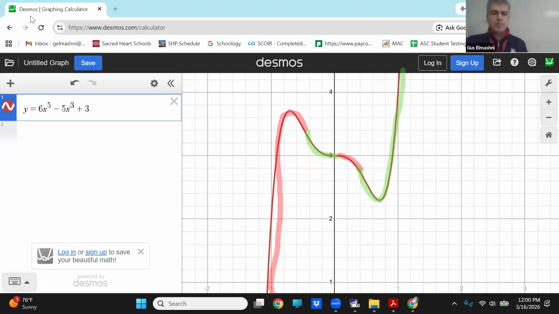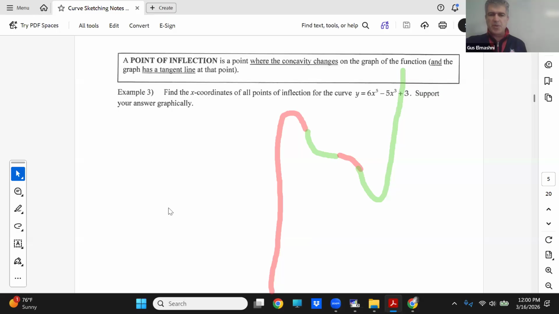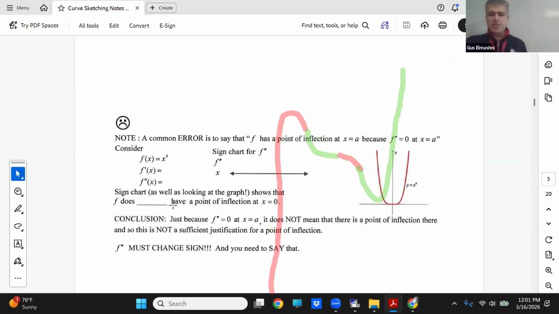Anyway, we're going to spend more time with this on Wednesday, and the rest of the page here we can talk about next time. But there are some misconceptions you have to be careful about. Just because the second derivative is 0 does not mean it's a point of inflection. It actually has to see a sign change in the concavity.